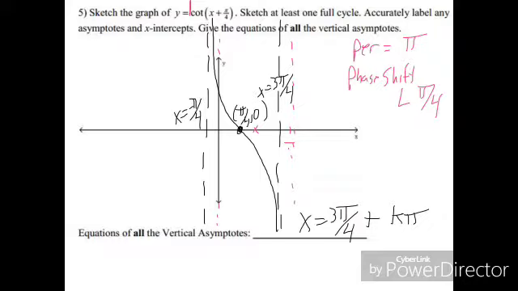For cotangent and tangent, the general formula for all vertical asymptotes is x equals the first positive asymptote that you have plus k times the period of the graph you're working with. You also want to make sure to tell people what k stands for. So k an integer. There we go. And this problem is complete.